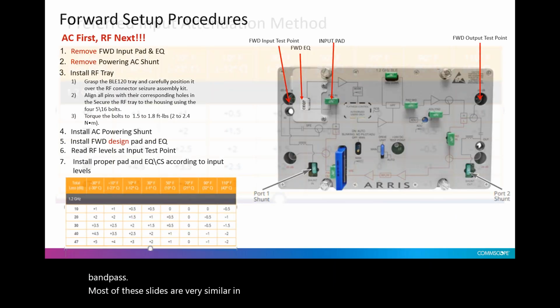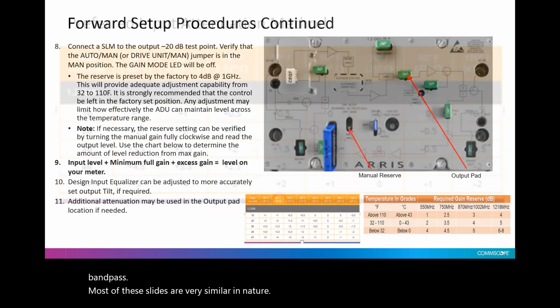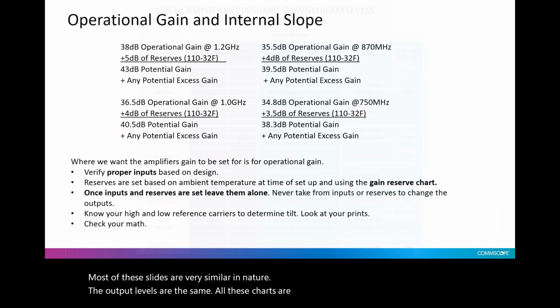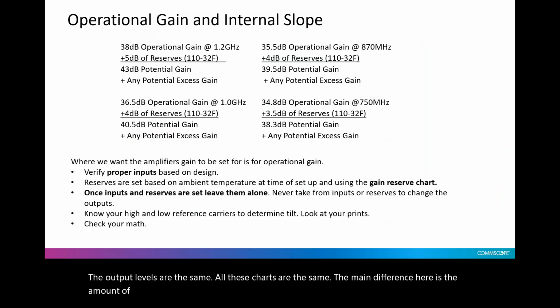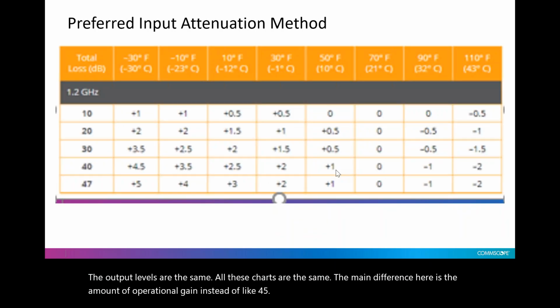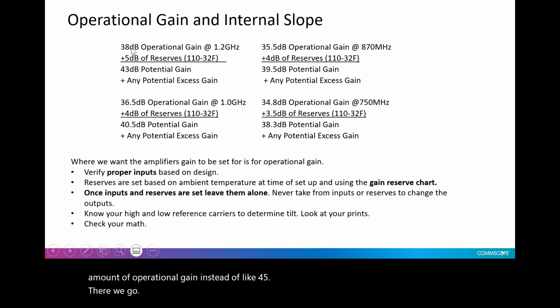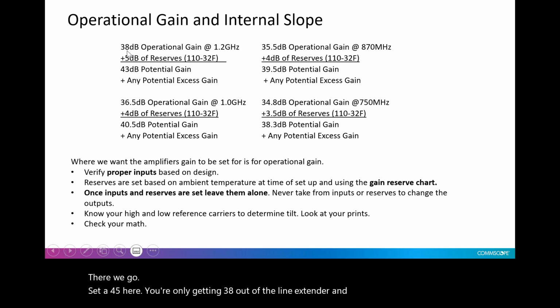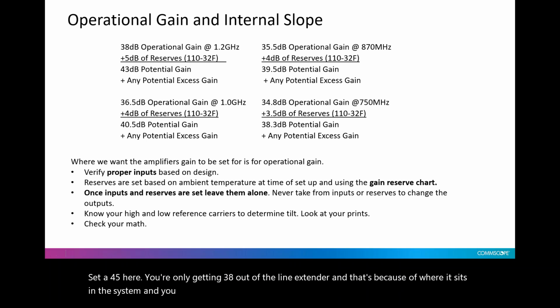Most of these slides are very similar in nature. The output levels are the same. All these charts are the same. The main difference here is the amount of operational gain. Instead of 45 here, you're only getting 38 out of a line extender, and that's because of where it sits in the system, and you don't need near as much.